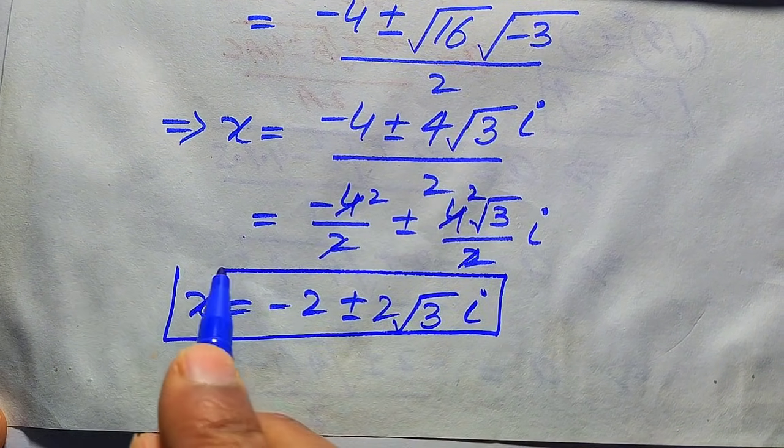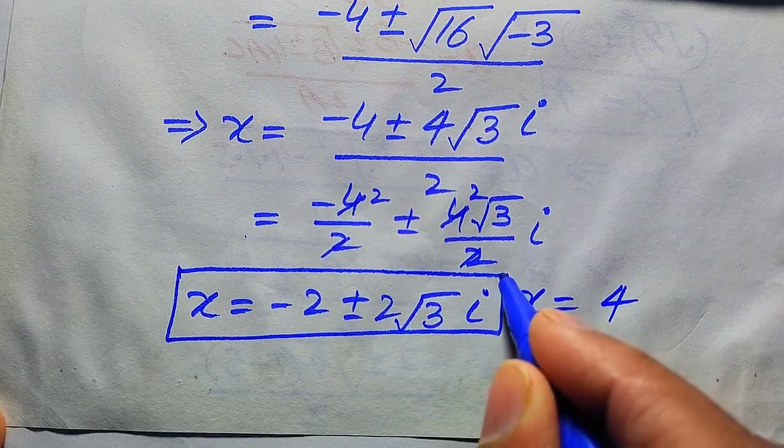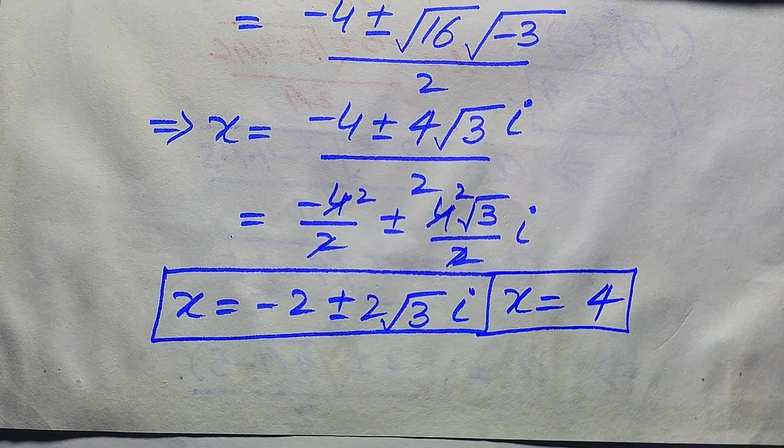So these are the other two complex roots of the given equation, and finally we have x is equal to 4. So these are the three roots of the given equation, and this is the final answer.